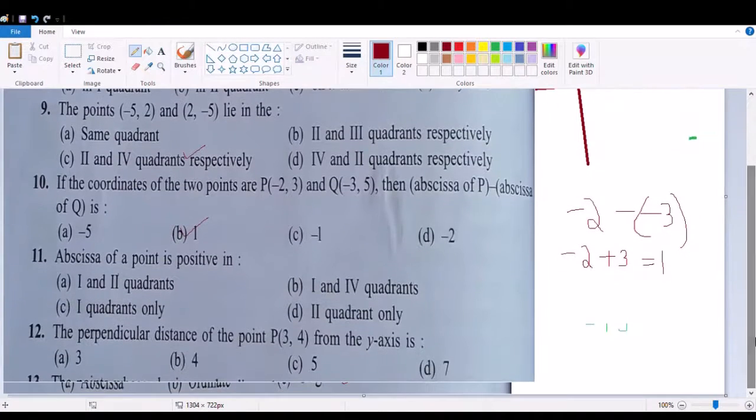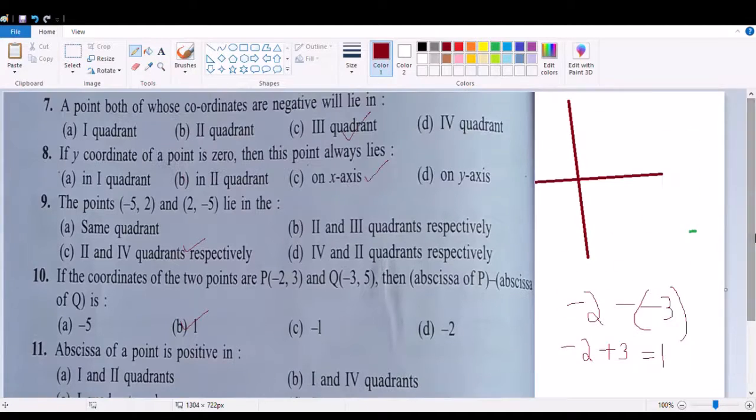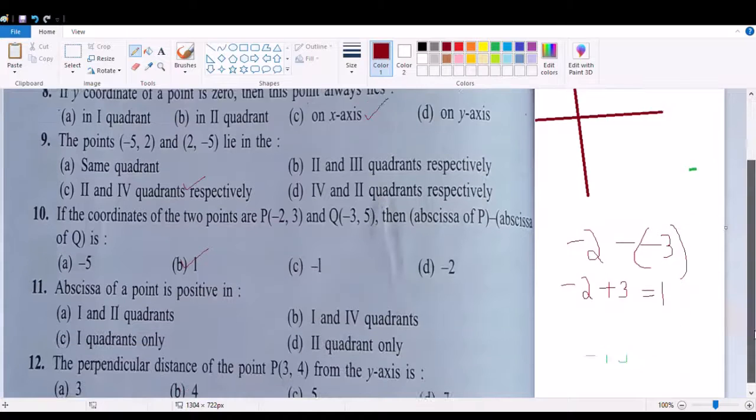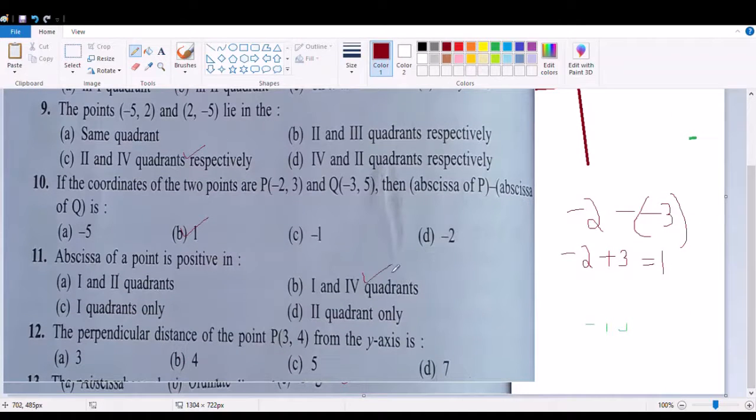The abscissa of all points is positive in. Abscissa of a point is positive in. Abscissa means x coordinate. X coordinate is positive means it lies on which quadrant? X coordinate is positive means this one is positive, is it? That is either from the 1st or 4th quadrant. Answer will be the first and the 4th quadrant.